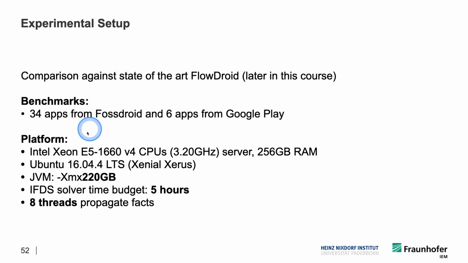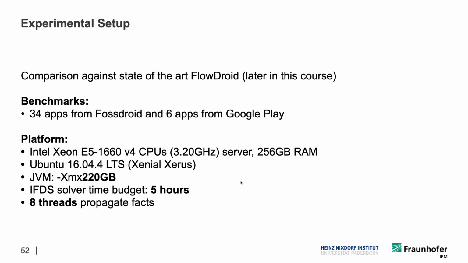And then they used the following platform. What's probably interesting to note is that they did use a lot of memory already, so 220 gigabytes. I don't think that any of you probably has that much at home, right? So that's the heap space that was given to the running Java virtual machine, so the one that was running the analysis. Nonetheless, they gave 5 hours time budget to the solver. So if that's not sufficient, then I don't know what will be, right? And they used 8 threads to propagate facts. Okay.